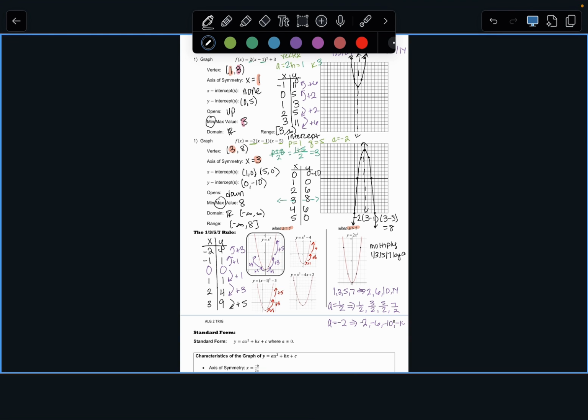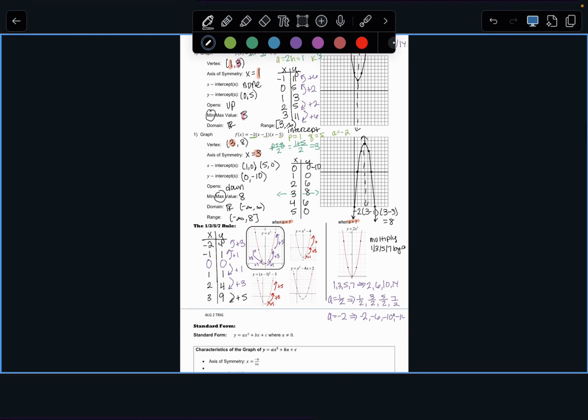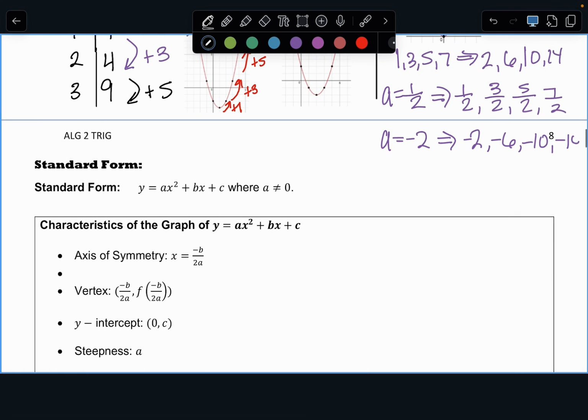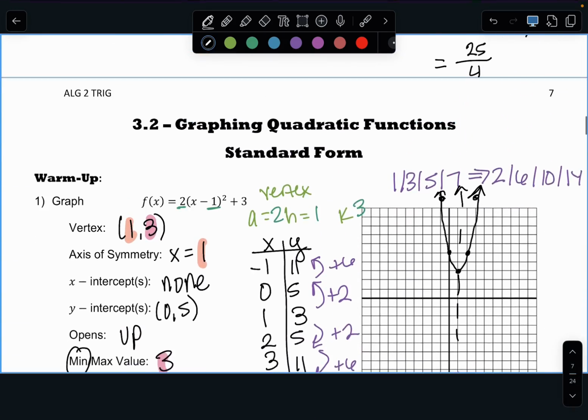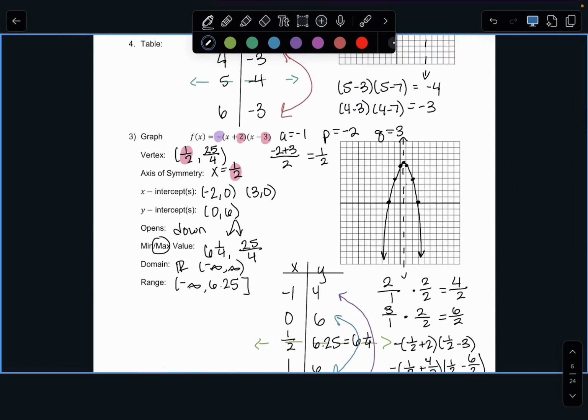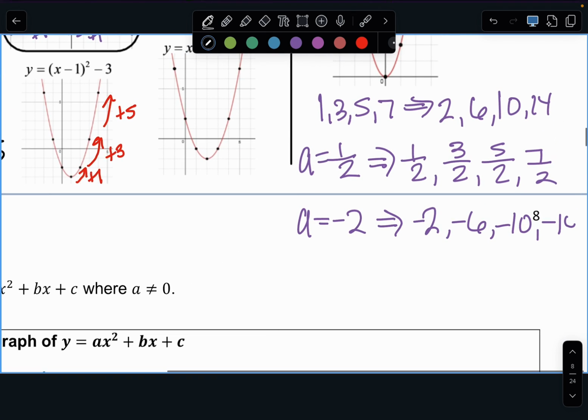Do we like 1, 3, 5, 7? I hope we do. It'll save you time. Natalie. What if A is less than 1? Like a fraction. You just still multiply that fraction by your numbers. So 1/2 times 1 is 1/2. 1/2 times 3 is 3 halves. 1/2 times 5 is 5 halves.